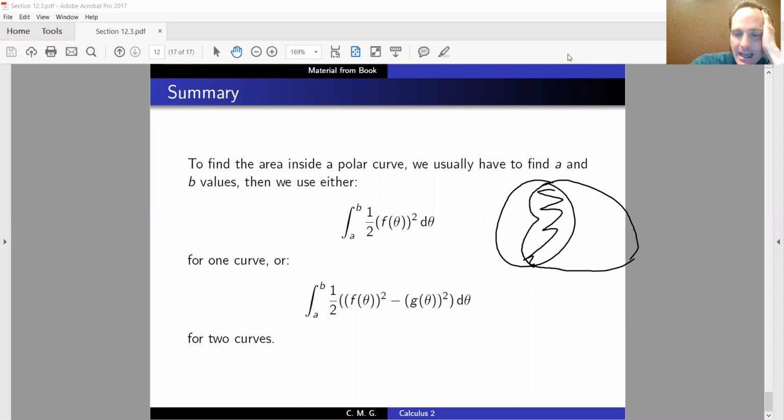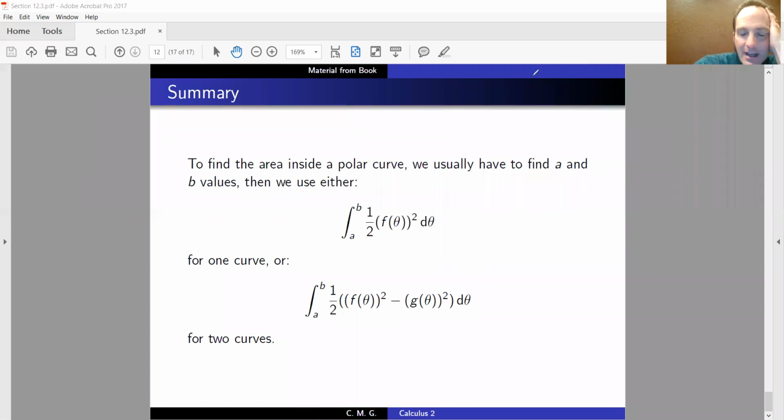Well, from negative pi over 2 to pi over 2, the circle is sort of the function I want to integrate. But from pi over 2 to 3 pi over 2, the cardioid is the thing that I actually need to integrate. I don't want to integrate the circle because that's outside of all of this. So I need to split these into two regions, integrate along one region, integrate along the other region to find the actual value inside of each of these things. All right.